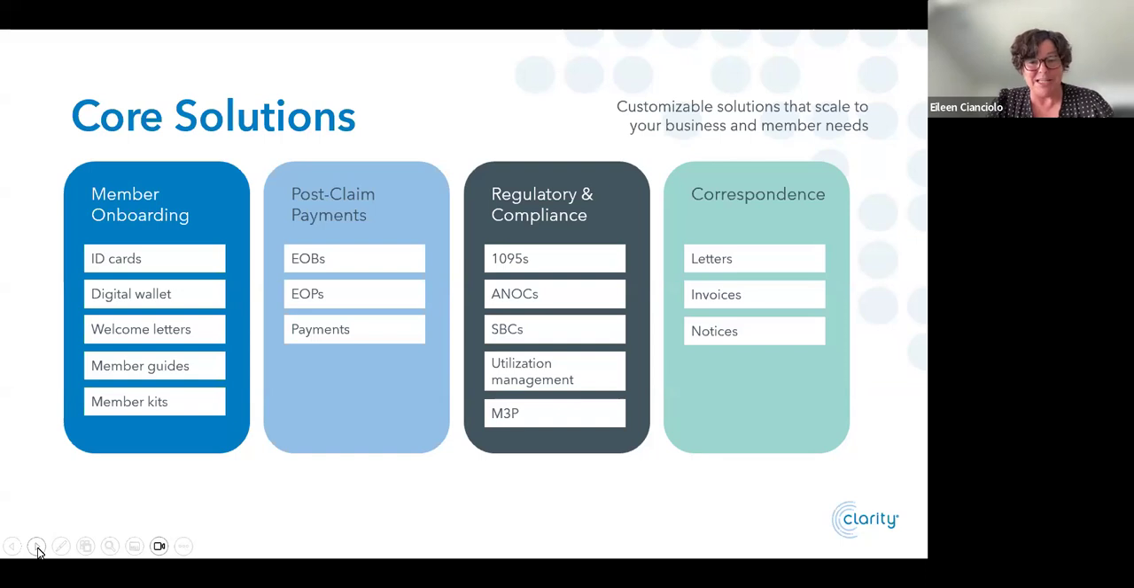which we're going to spend more time talking about today. The M3P, which is another compliance requirement I'm sure you're all very well aware of. And then multiple different correspondence, whether it's letters, invoices, notices, emails, or texts. So really a platform to support core engagement needs across the board.